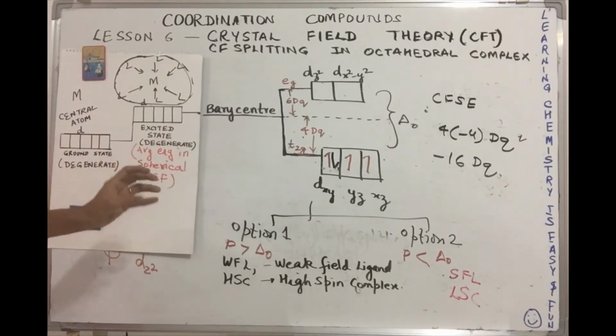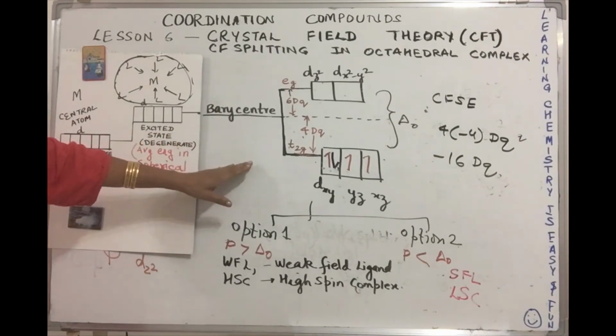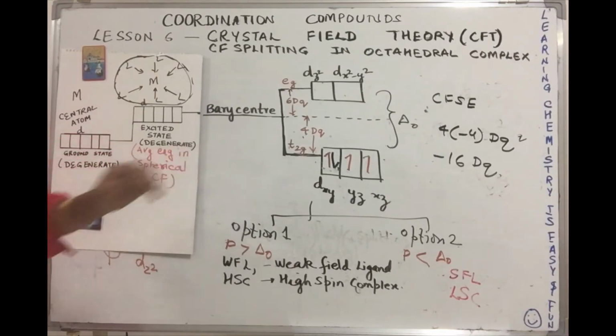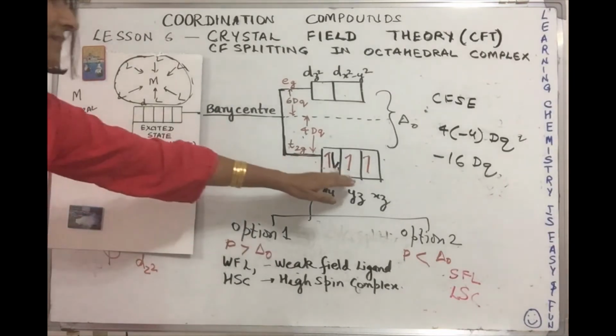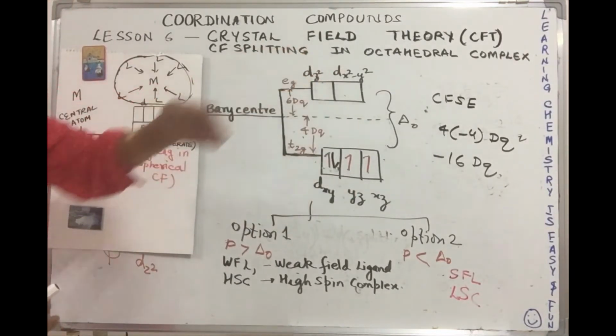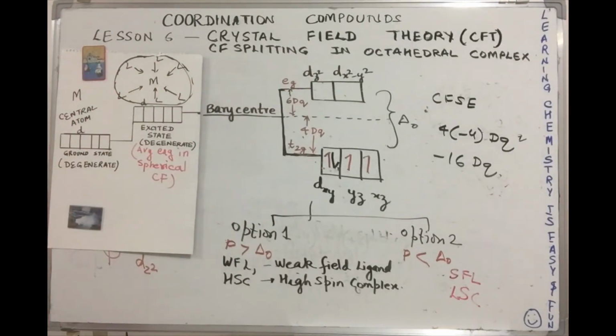I'm not going into too much complexities. I don't want to confuse you. Same way you can calculate for D5, D6 configurations. Once this is full, then the electron starts going into EG, right?